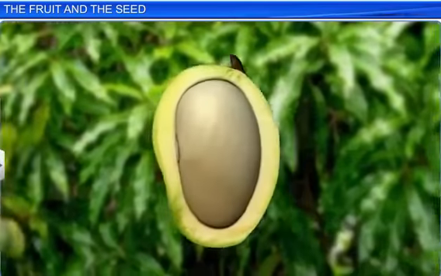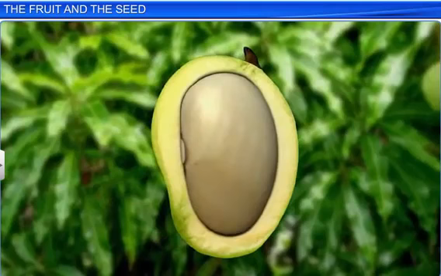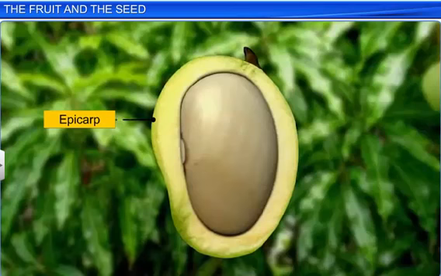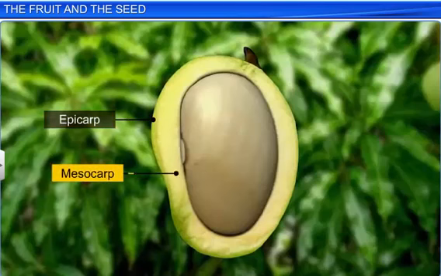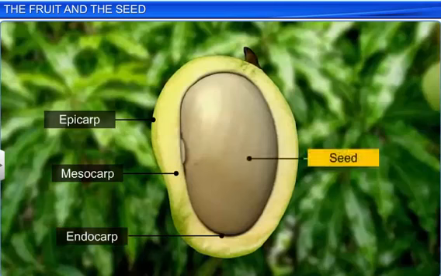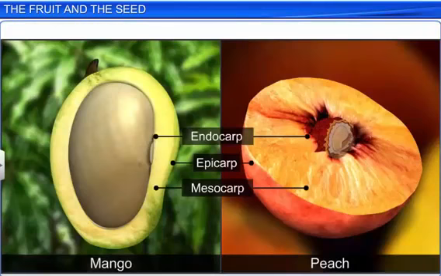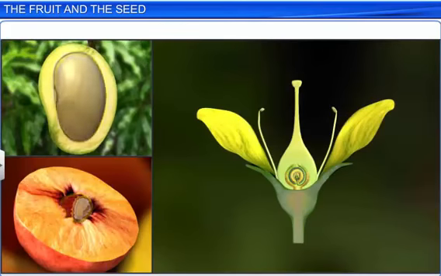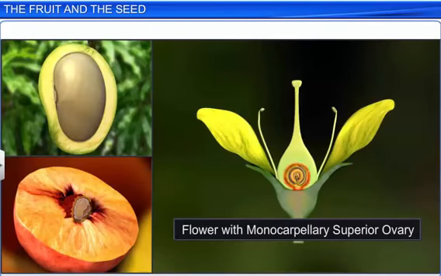In the mango, the pericarp is differentiated into three distinct layers: the epicarp, which is the outermost layer or peel; the mesocarp, which is the thick, pulpy middle layer; and the endocarp, which is the innermost layer that directly surrounds the seed. Fruits such as mango and peach are also called drupes. Drupes are single-seeded fleshy fruits that develop from monocarpellary superior ovaries.